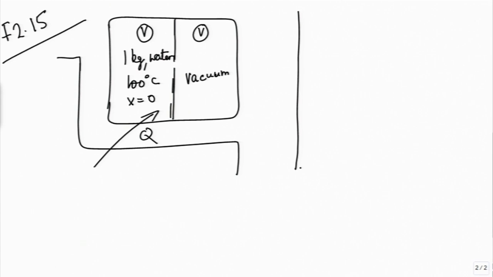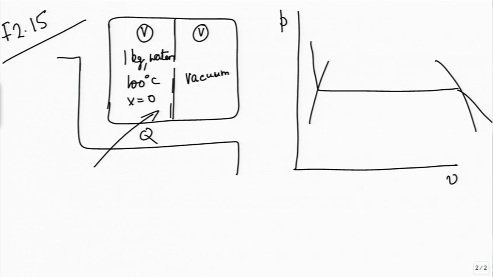Now, let us look at how the process is going to look. I am writing specific volume, you are free to consider the actual volume, capital V, it will look slightly different. Let us say that this is the 100 degree C isotherm. Initially, the initial state was 1, 100 degrees C, the corresponding pressure being 1.01325 bar. This is the initial state 1.